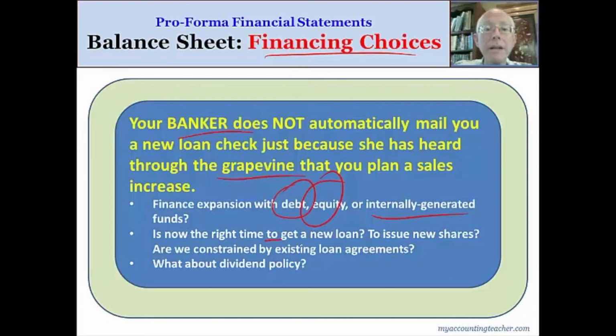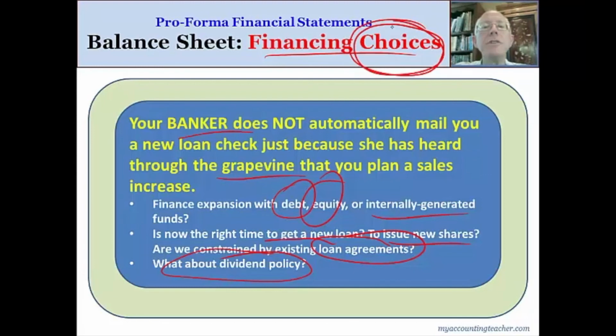Is now the right time to get a new loan? Is now the right time to issue new shares? Is now the right time to look for new partners? Am I constrained by existing loan agreements? Maybe I've got a loan agreement with a bank now that says you can't borrow any new money, so I can't borrow the money to finance my expansion plans. What about my dividends? Am I going to pay out dividends? Am I not? Am I going to increase my dividends? All these are choices that need to be made. These don't happen automatically. As I plan my operating and capital expansion plans, I'm now going to have to figure out how to pay for all this, and those are choices that I need to make. They don't just happen naturally.